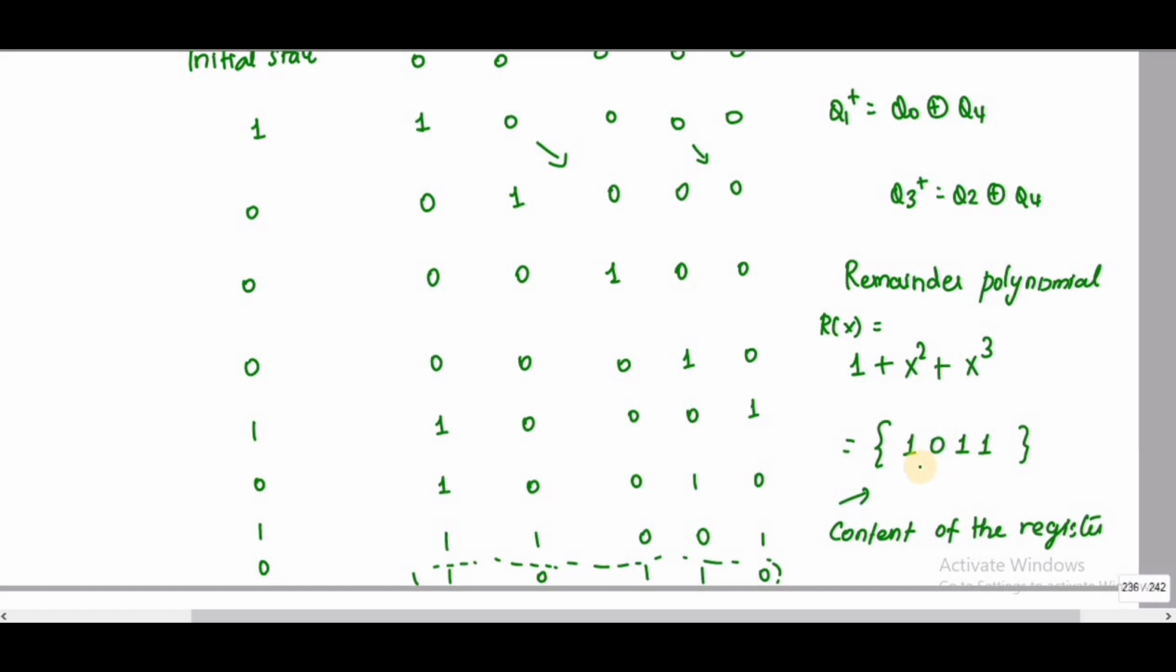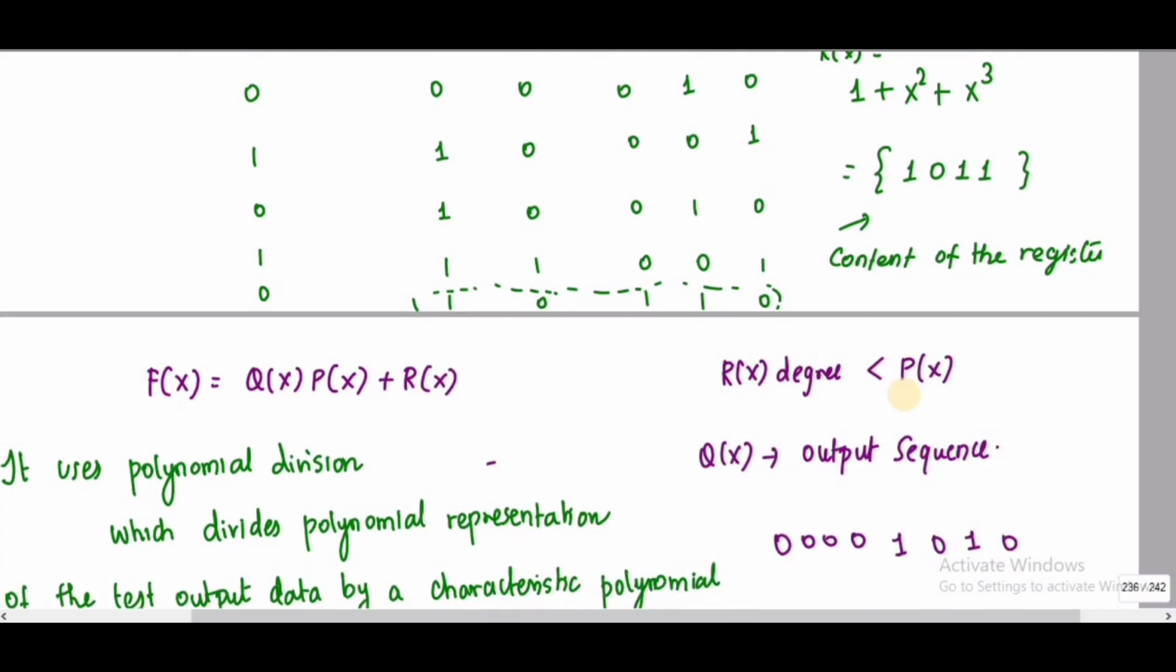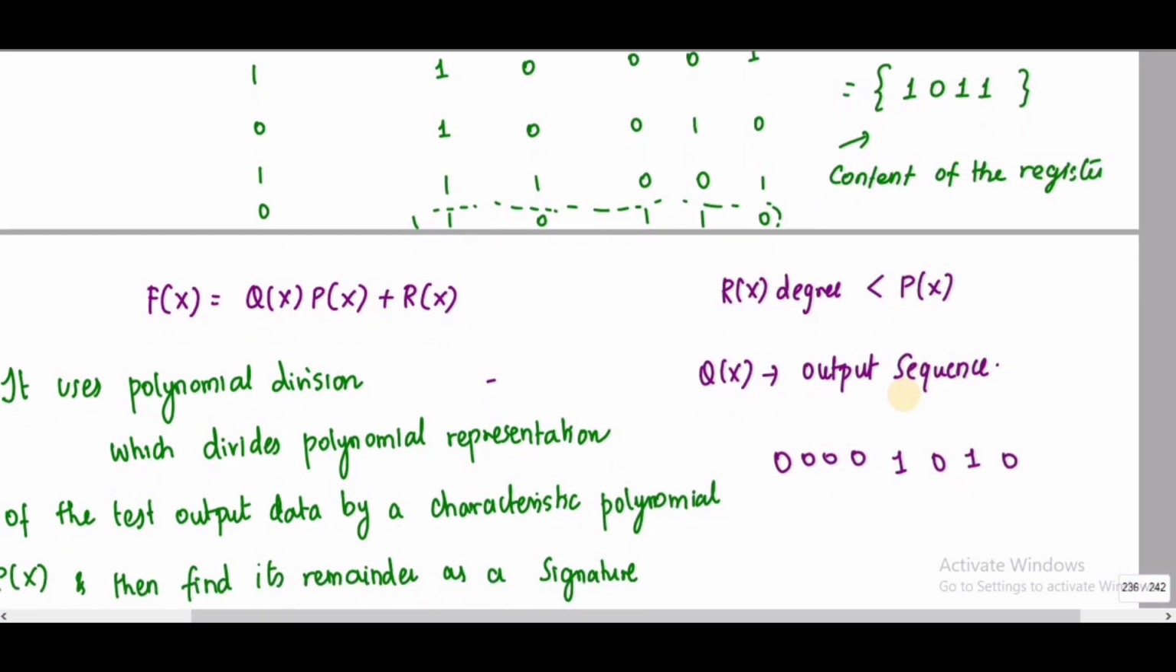1011. Okay. So this I can write as 1 plus x2 because x is 0. So 1 plus x2 plus x3. So this is my remainder polynomial. You can see the remainder polynomial is always less than the p of x. Okay. So I can write f of x equal to q of x into p of x plus r of x, where q of x is nothing but my output sequence.